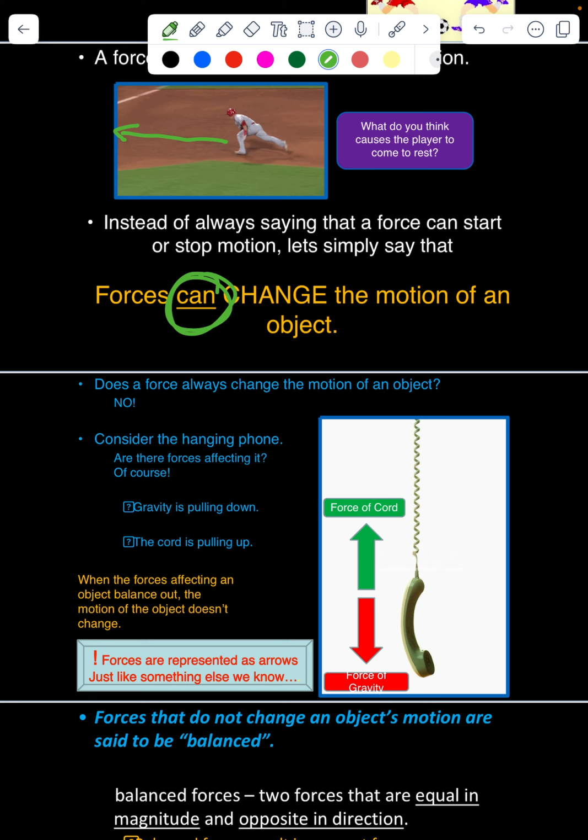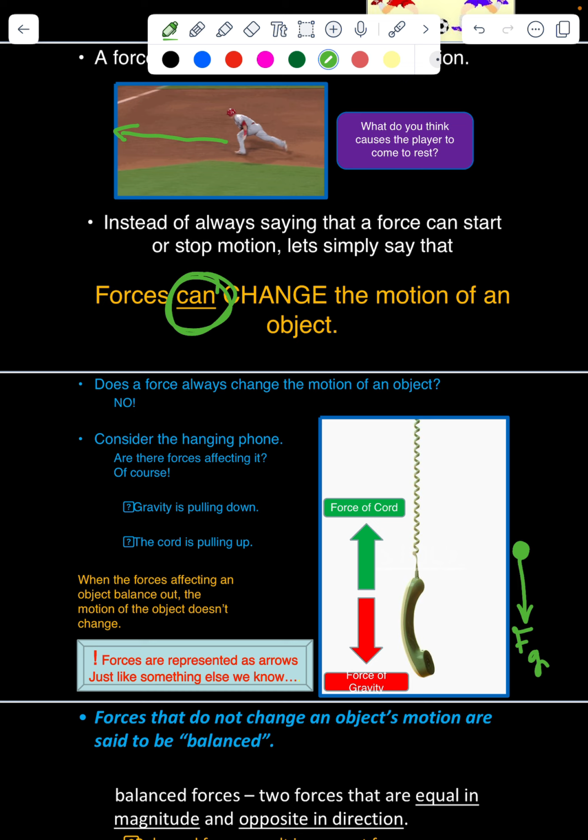We should know that there is one force that is always working on all objects, and that is the force of gravity. Gravity is pulling this phone straight down. But this phone is not going down, down, down. So we have another force that is working against gravity that's keeping the phone right where it is.